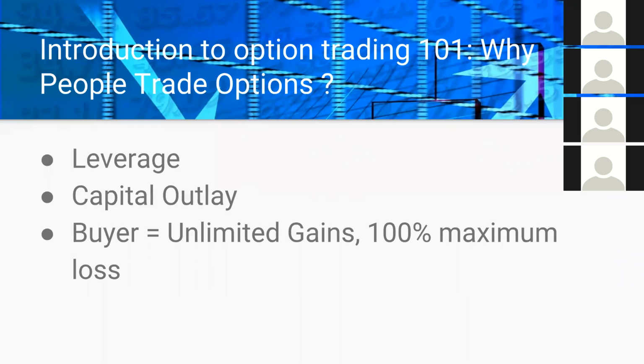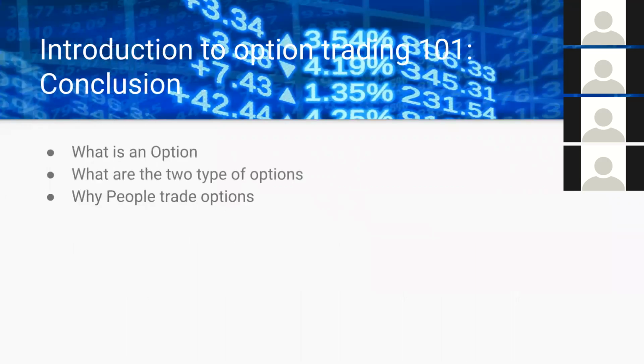So there are many more opportunities when it comes to trading options than just buying stocks. So, to conclude Introduction to Option Trading 101, we learned three very important things today: what an option is, what the two types of options are, and why people trade options. The option trading world is so big and diversified that it's very important to learn these three components before getting into the technical side of things and how to trade options.